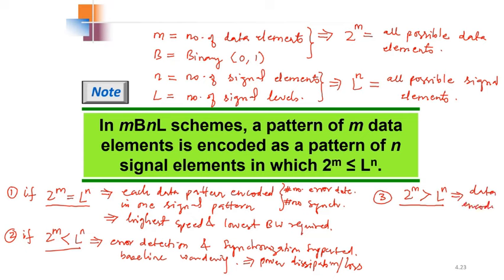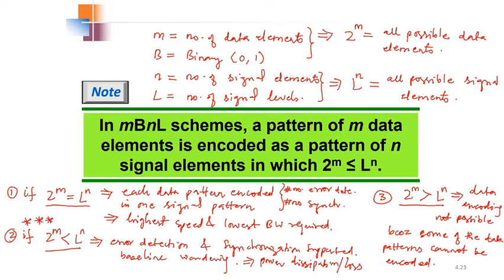Data encoding is not possible because some of the data patterns cannot be encoded. So we will use either 2 to the power m equals L to the power n, or the combination where 2 to the power m is less than L to the power n. Mostly the second one is used because it supports error detection, synchronization, as well as baseline wandering.